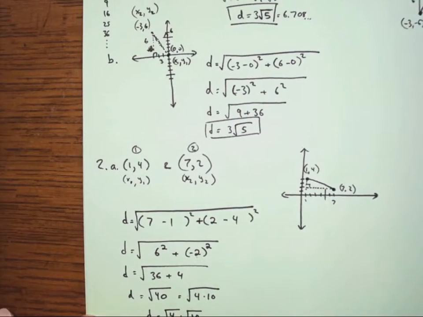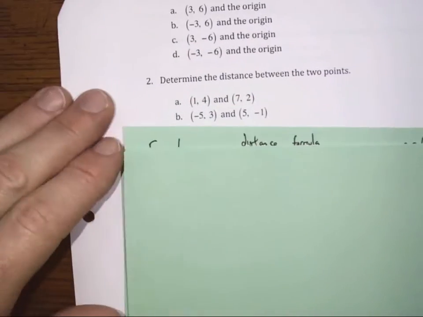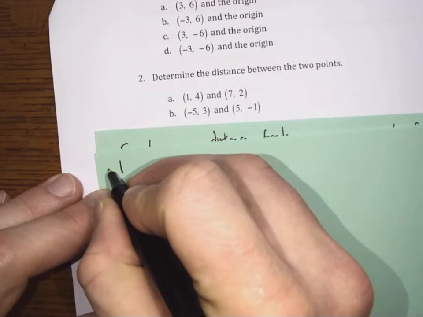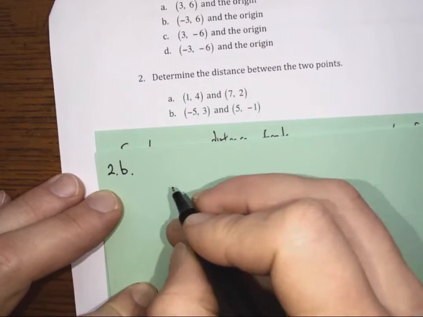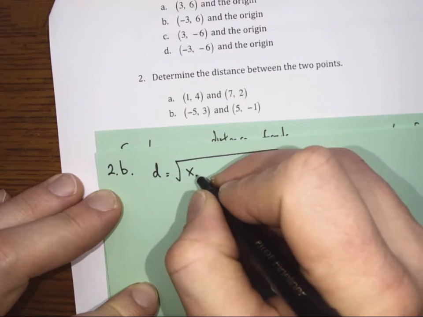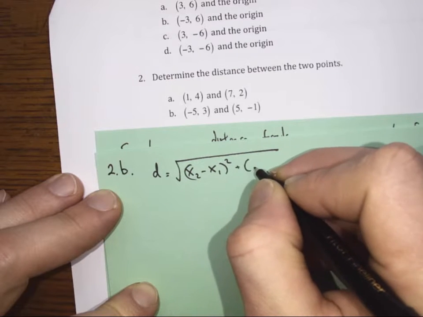All right. So for question B, 2B, I am going to try to let only the formula do the work. I'm going to trust that the distance formula is going to give me the right answer without drawing a diagram. I'm just going to trust that it does.